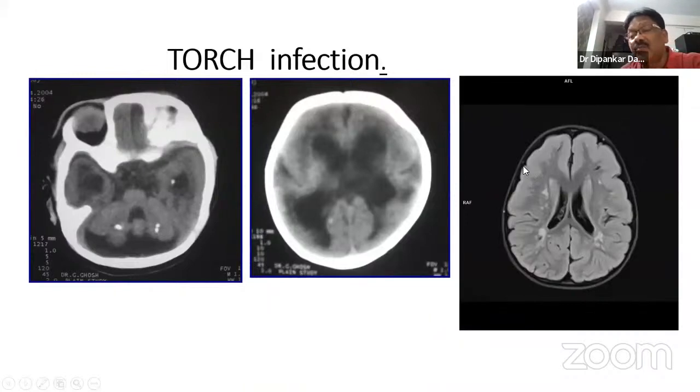So this is another patient with polymicrogyria. Here you can see the gray-white junction is undulated or irregular. Along with that, there are white matter signal changes. This is in our country commonly due to TORCH infection.